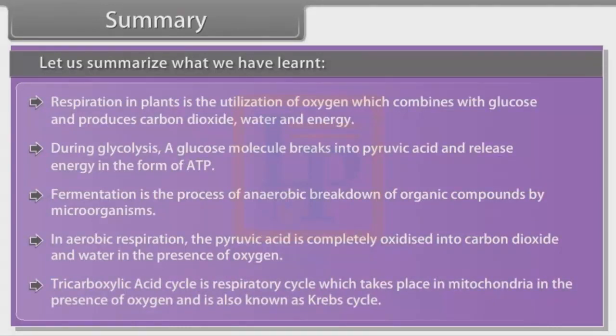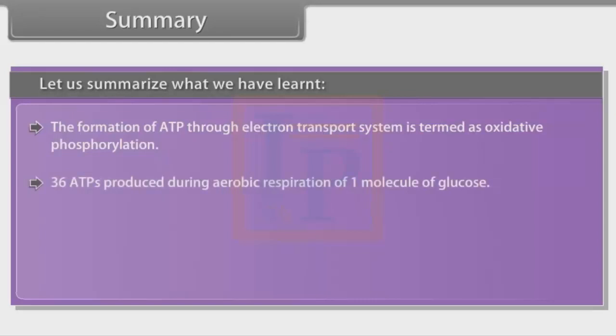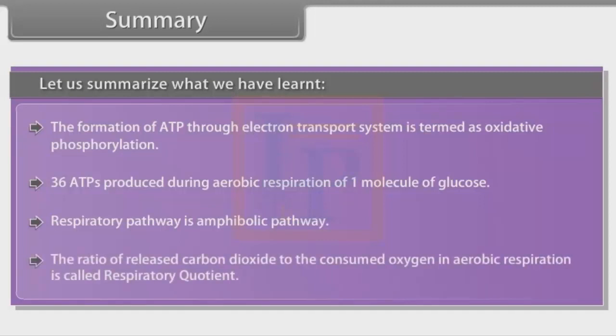The tricarboxylic acid cycle is a respiratory cycle which takes place in mitochondria in the presence of oxygen and is also known as the Krebs cycle. The formation of ATP through the electron transport system is termed oxidative phosphorylation. 36 ATPs are produced during aerobic respiration of one molecule of glucose. The respiratory pathway is an amphibolic pathway. The ratio of released carbon dioxide to consumed oxygen in aerobic respiration is called the respiratory quotient.